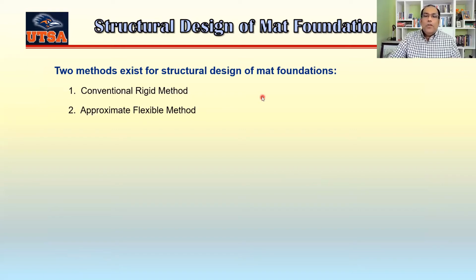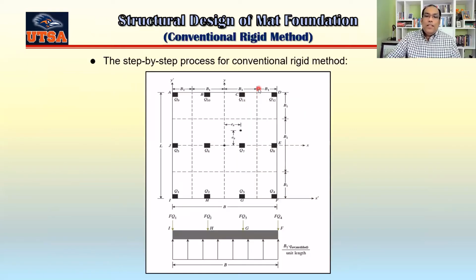So for this, we are just going to talk about the step-by-step procedure, and then I'm going to show you one problem on the board, and it will be much easier for you to understand what I'm doing. So let's say this is a rectangular area and I have 4 columns in that direction and 3 columns in the other, a total of 12 columns here.